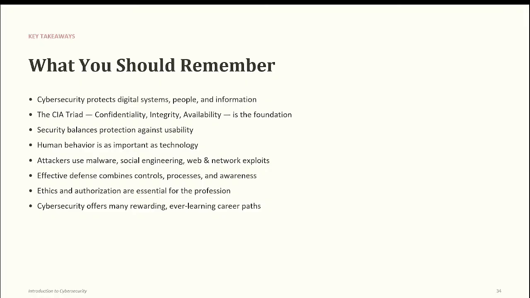Then what you should remember: cybersecurity protects digital systems, people, and information. The CIA triad, confidentiality, integrity, availability, is the foundation. Security balances protection against usability. Human behavior is as important as technology. Attackers use malware, social engineering, web, and network exploits. Effective defense combines controls, processes, and awareness. Ethics and authorization are essential for the profession. Cybersecurity offers many rewarding, ever-learning career paths. It means that cybersecurity does not end. It evolves, it keeps going, right? Nothing will take your job from you. Is it clear? Alright, so any question?